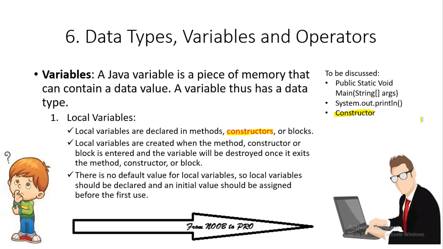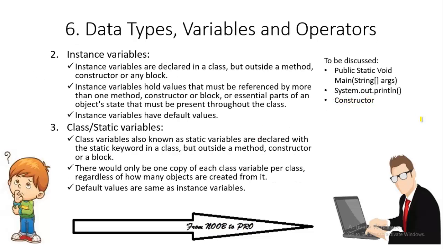Okay, so the next type of variable is called instance variable. These are defined inside a class but outside any method, constructor, or a block. Like if you remember in our previous student class, name, role, and subjects were what we call the instance variables.